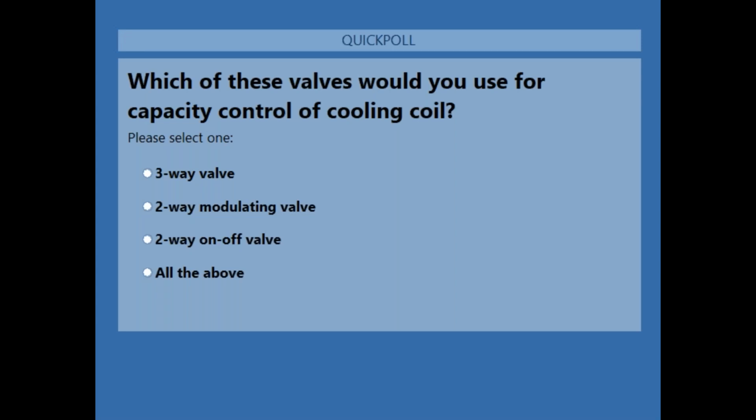Now, the first question: which of these valves would you use for capacity control of a cooling coil? A, a three-way valve. B, a two-way valve. C, a two-way on-off valve. And D, all of the above.